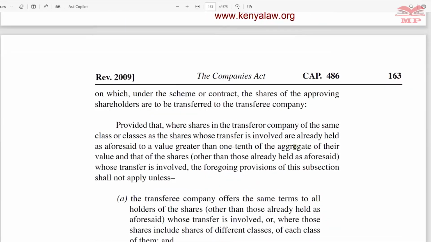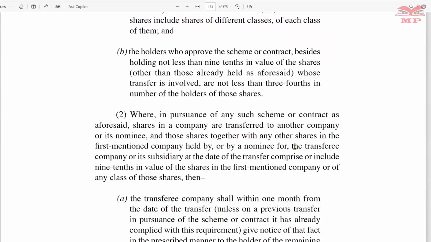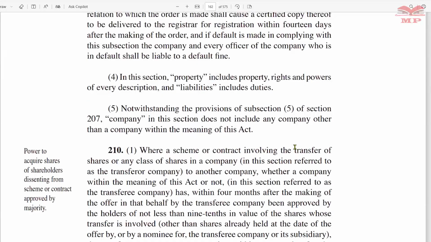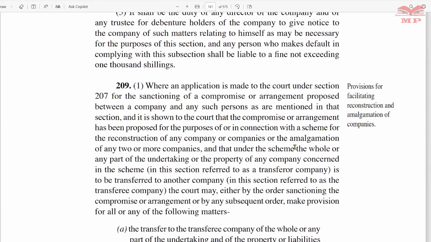where if any shareholder feels that their rights have not been catered for, provisions for facilitating reconstruction and amalgamation of companies is under 209, and we had talked about the application made to the court under Section 207 for the sanctioning of a compromise or arrangement. So the Companies Act will provide these provisions.